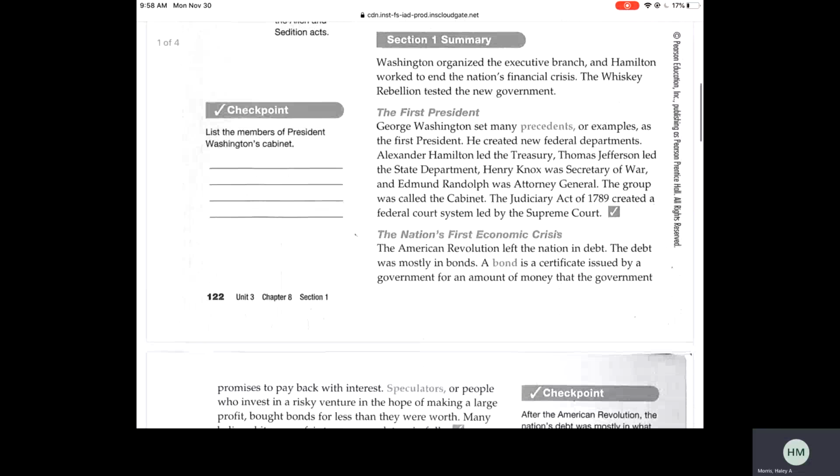So I'm going to start here. Section 1, Washington organized the executive branch, and Hamilton worked to end the nation's financial crisis. The Whiskey Rebellion tested the new government. And so that's what this first little section is going to cover.